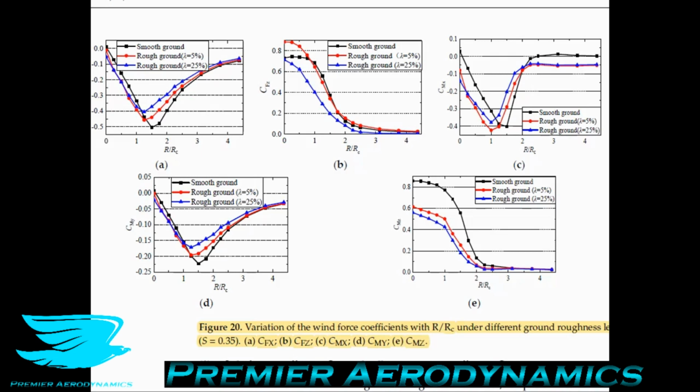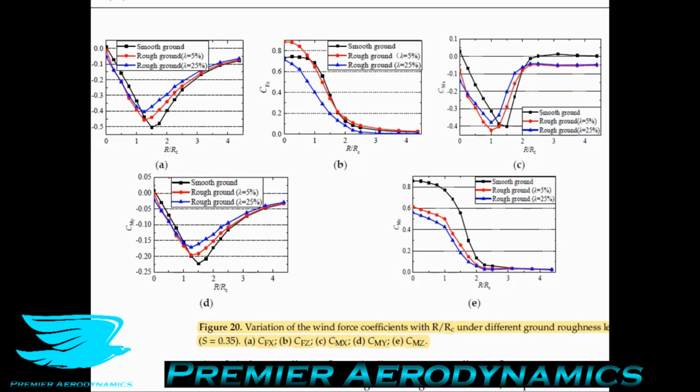For the lift force, when near the tornado center, the lift force coefficient with rough ground was larger than that with smooth ground. In addition, at other positions, the lift coefficient decreased with increasing roughness. So when the train was 3 radii from the tornado center or more, the lift coefficient was almost unaffected by the ground roughness. For the pitching moment coefficient, when the car was located within the vortex core radius, the pitching moment coefficient increased first, then decreased with increasing roughness.